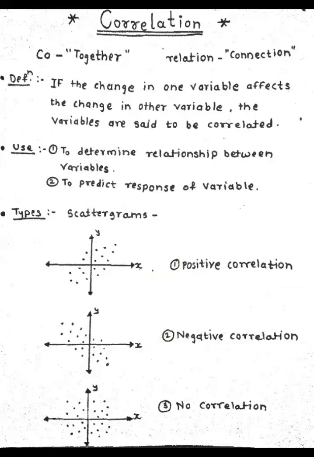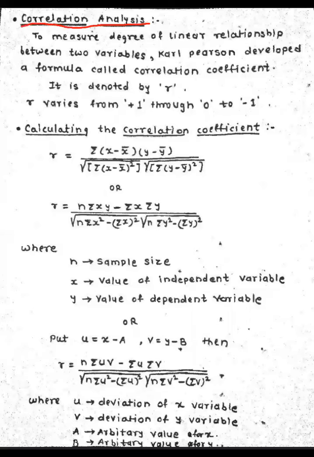Now students, how to calculate or analyze this correlation? For that, take the next point. The next point is correlation analysis, to measure the degree of linear relationship between the two variables. Here the relationship is called linear because either both the variables increase or decrease and it affects the other variable, so we call this a linear relationship between the two variables.